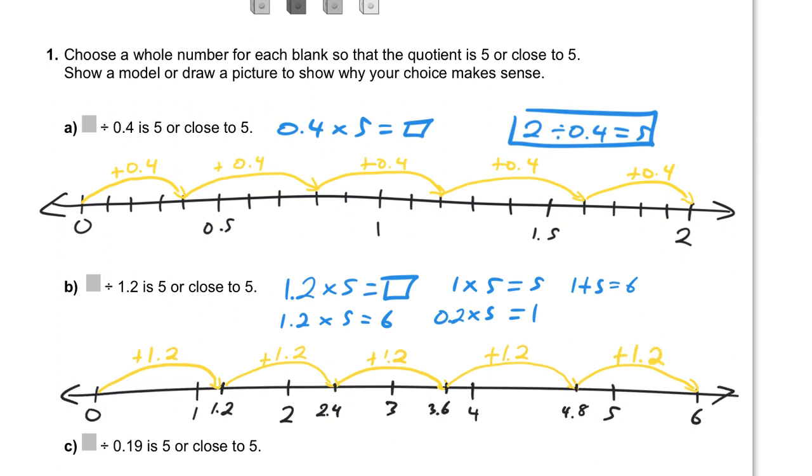How many times did it happen? 1, 2, 3, 4, 5. So that means we know that 6 divided by 1.2 is going to be 5. And that's our final answer.